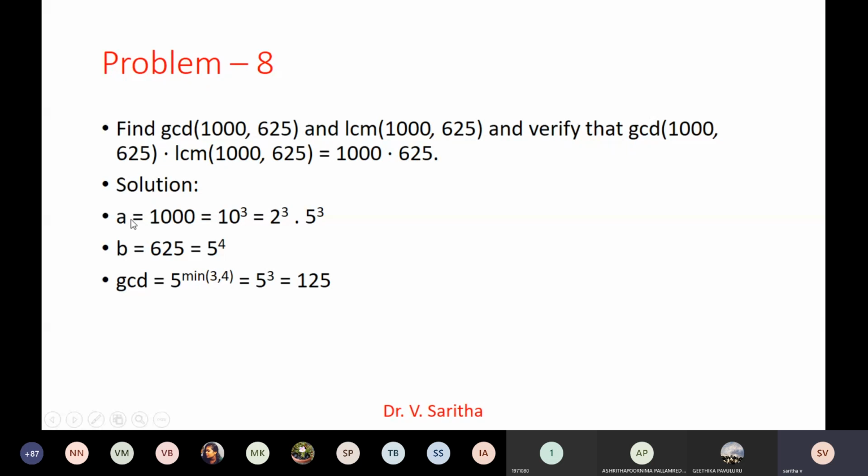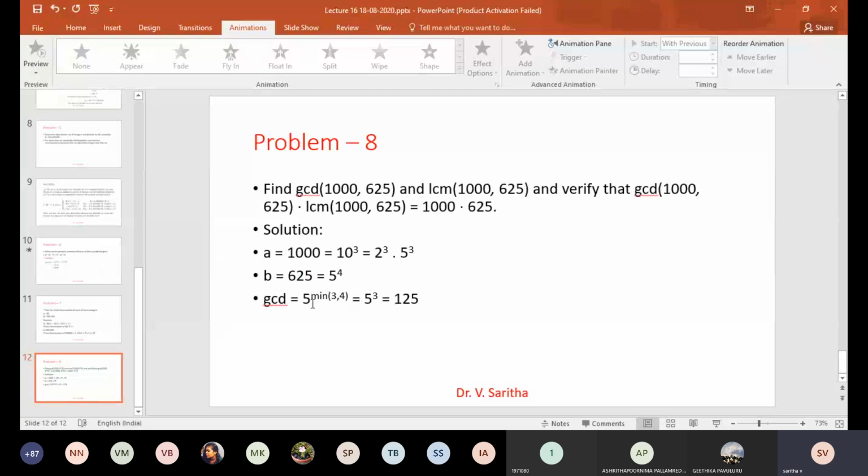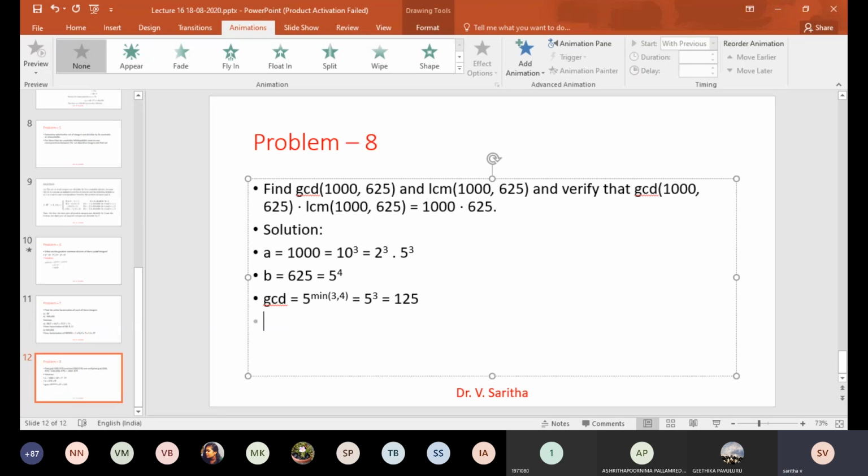So we are trying to express A as 2 power 3 into 5 power 3. We already know that if we are able to express in powers, then it will be easy to calculate GCD and LCM. So whenever you are asked to find a GCD and LCM, try to express the numbers in powers, so that it will be easy for you. So A equals 2 power 3 into 5 power 3, B equals 5 power 4. Here GCD is 5 power minimum of 3 comma 4, which is 5 power 3, that is 125. So what is LCM here? LCM will be 2 cube into 5 power 4, right? Because we are considering the maximum value.